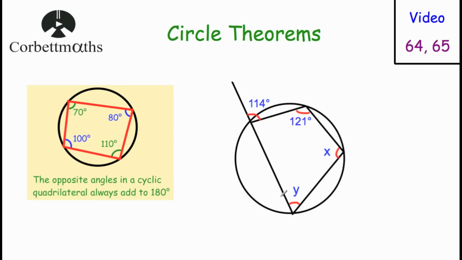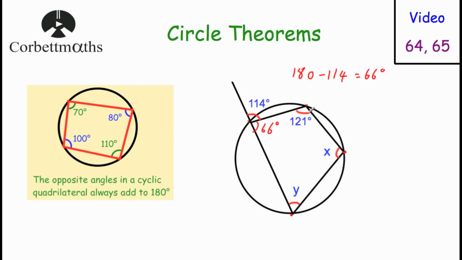So here you can see we've got a cyclic quadrilateral. This point, this point, this point, and this point are all on the circumference of a circle. That means the opposite angles will add up to 180 degrees. This 114 is outside, but we can actually subtract that from 180 to find the angle inside. So 180 subtract 114 degrees is equal to 66 degrees. So that means this angle in here is 66 degrees.